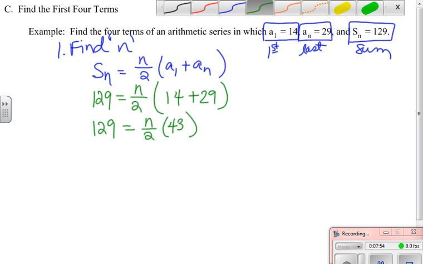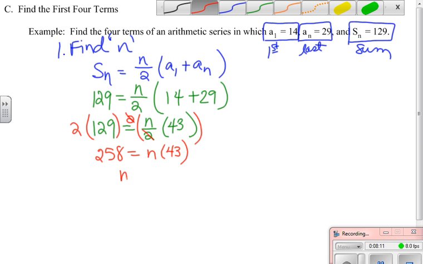43 isn't divisible by 2, so I'm going to clear that fraction by multiplying by 2. And so I end up with 258 is equal to n times 43. Divide both sides by 43, and n is 6. I could have, at this step, gone ahead and divided 43 by 2, had a decimal divided by the decimal. You get the same place. This just keeps the calculations a little neater.